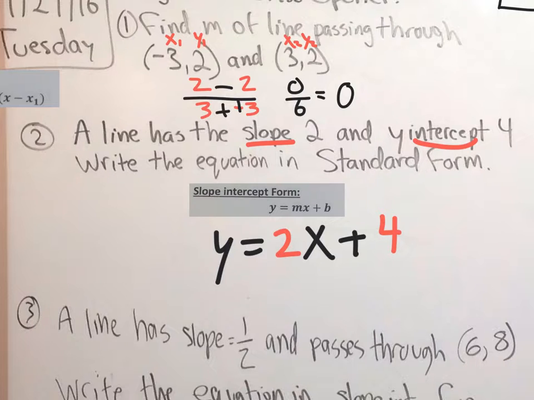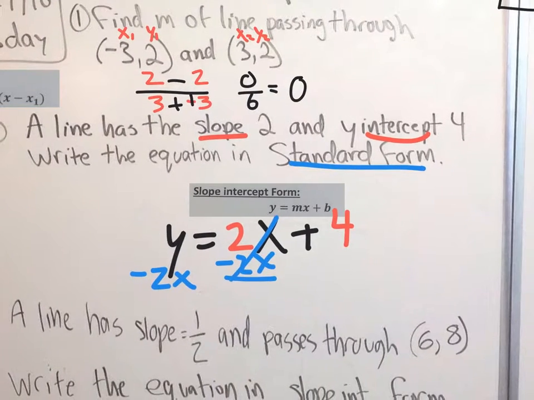If the instruction just said write an equation, you'd be done. You already wrote the equation. But it says write the equation in standard form. Now I hope you guys remember standard form is capital A x plus capital B y equals capital C. So let's move the 2x to the left side because they're specifically asking for standard form right here. So I'm going to subtract 2x. It's going to cancel. Subtract 2x. And I'm running out of space, so let me go this way.